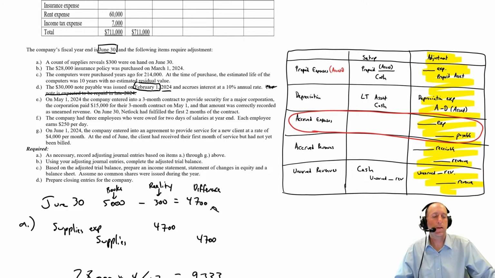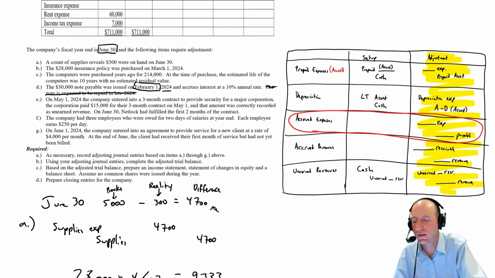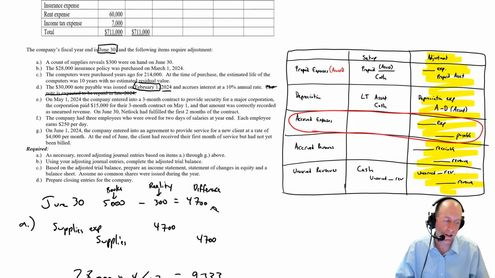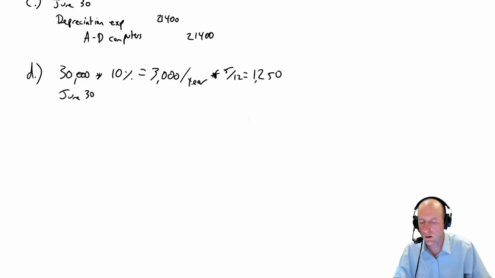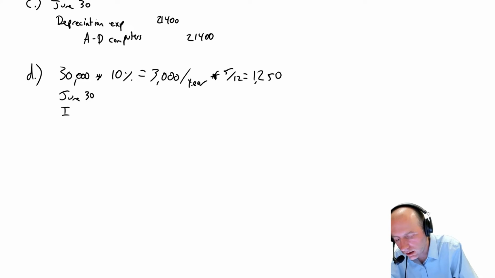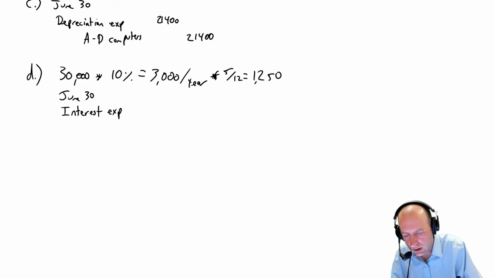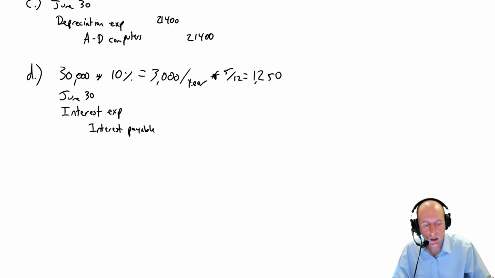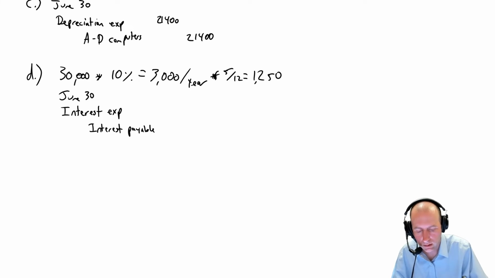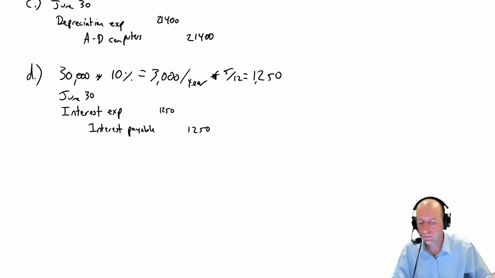So we're going to debit some sort of expense, credit some sort of payable, and to hopefully nobody's surprise, it's debit interest expense, credit interest payable. Let's do it. Debit interest expense, credit interest payable, and the amount is $12.50. Okay, on to the next.